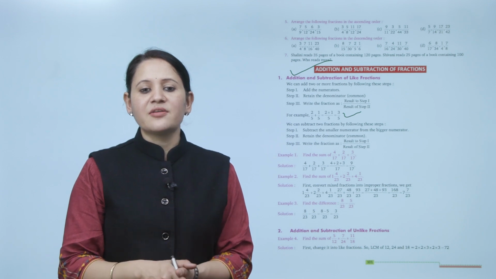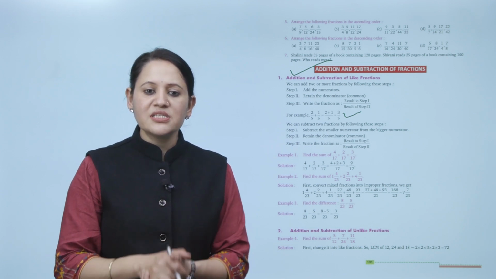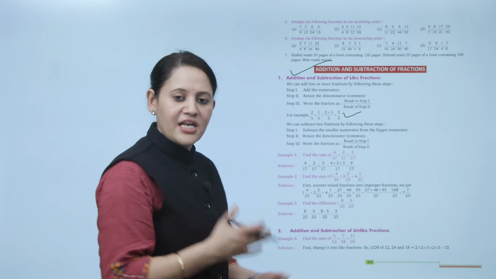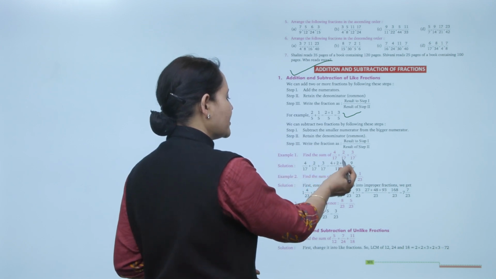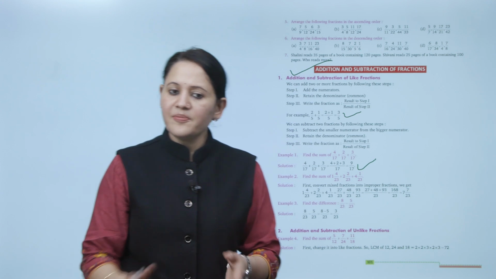Example लेते हैं, find the sum 4 upon 17 plus 2 upon 17 plus 3 upon 17. In this case, simply we add the numerator and write the common denominator below because they are like fractions. So 4 plus 2 plus 3, that is 9 upon 17. That is our answer. Clear?